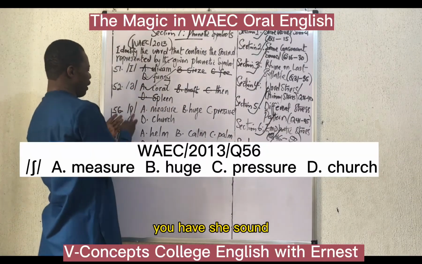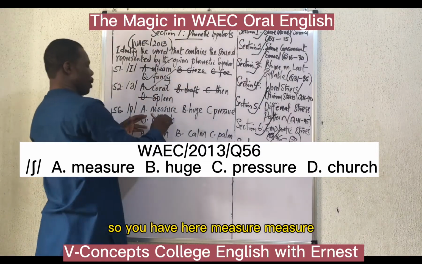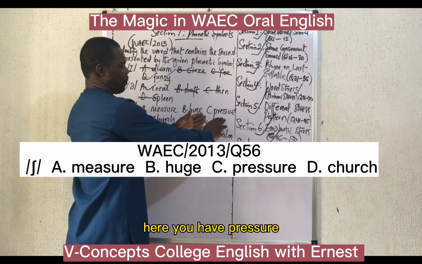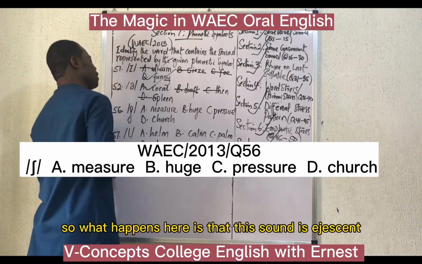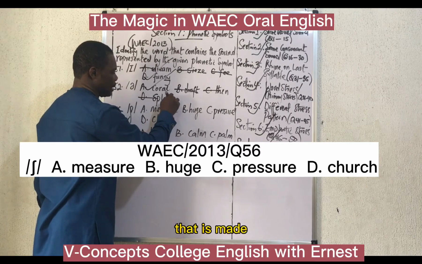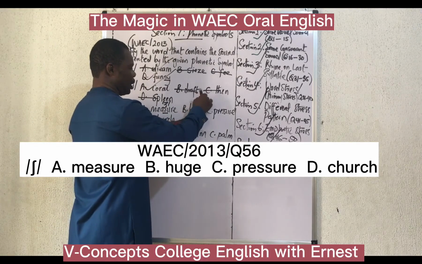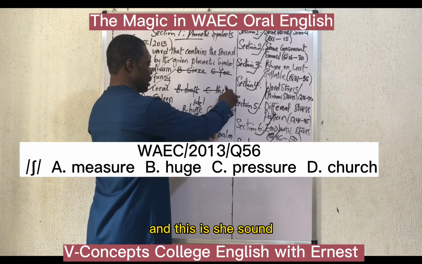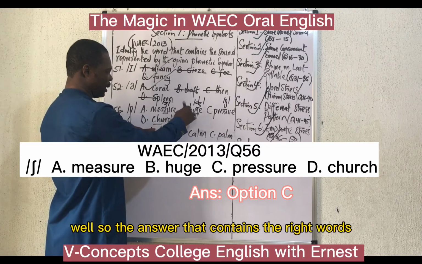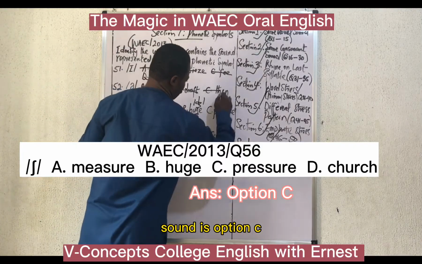Alright, 56, you have the sh sound, one of the hybrid sounds that we discussed under section 2. So you have here measure, and then you have huge, here you have pressure, and here you have church. So what happens here is that measure has the zh sound. And then here you have huge, this is the y sound, and then you have pressure, and this is the sh sound, and then you have church, this is the ch sound. So the answer that contains the right sound is option C, pressure.